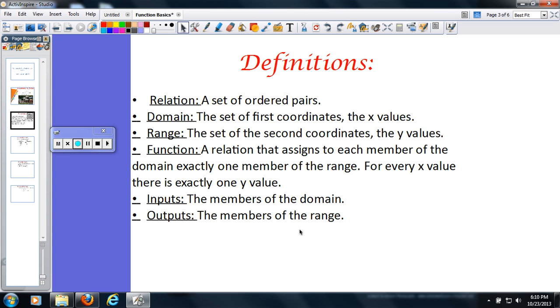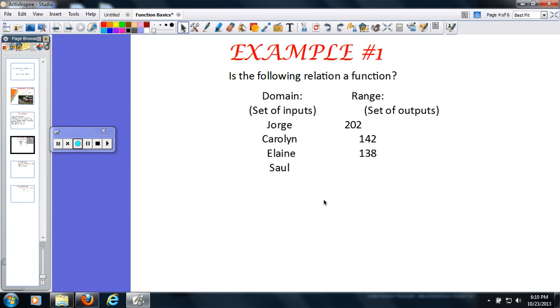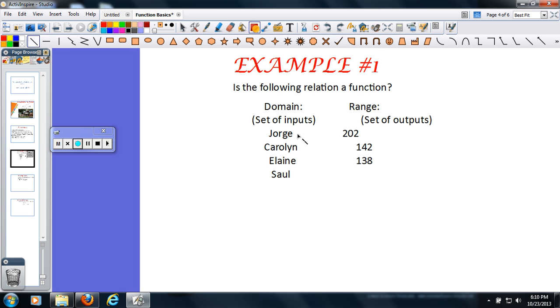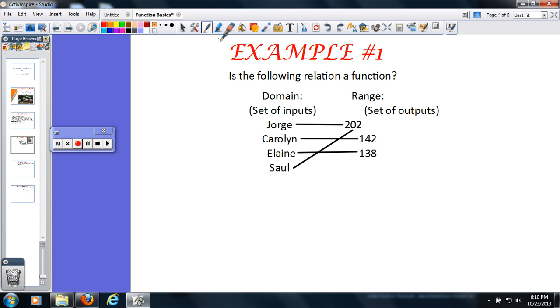So anyways, now we're going to actually get into some examples. Let me draw a couple lines just real quick so that this will make a little bit of sense. Now I'm asking you, this relation, is it a function? In order for it to be a function, we said that for every member of the domain, there's exactly one member of the range assigned.